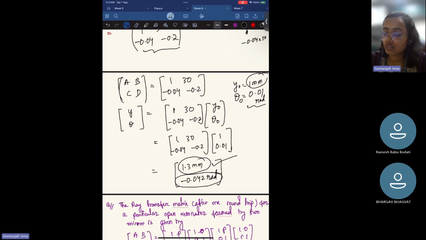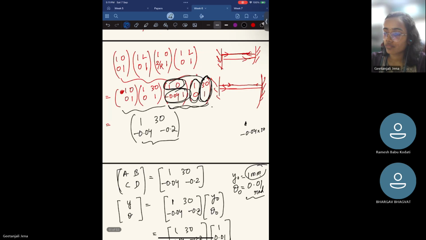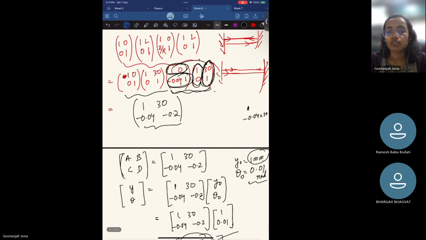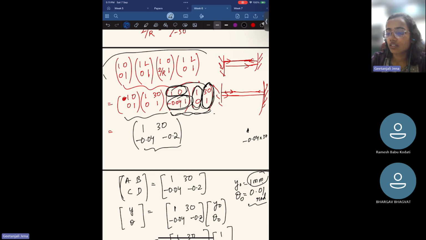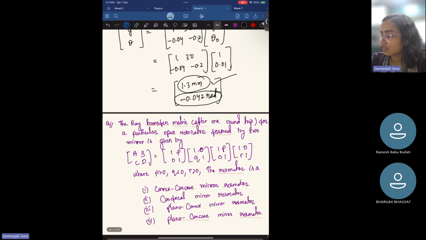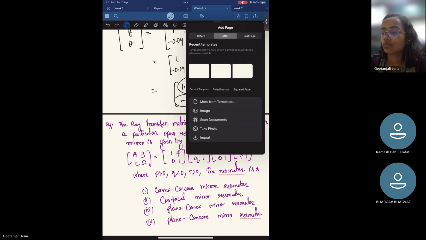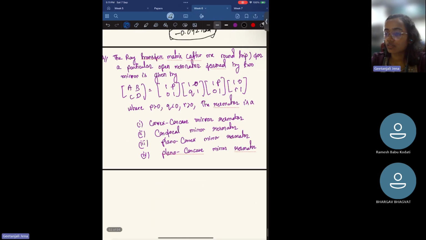So is this clear to you? Is this problem clear to you? The important point here is where we have to calculate the ray transfer matrix. This is important. After that, everything is easy. Okay, so if you don't have any doubt, let us move to the final problem. So please go through the question once.